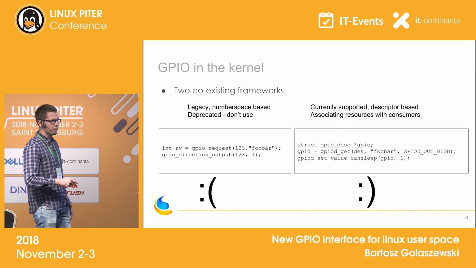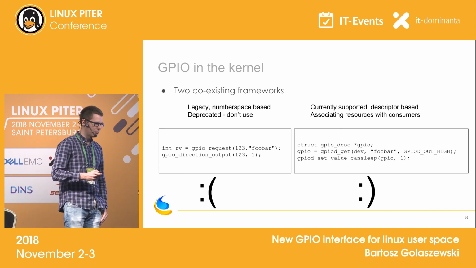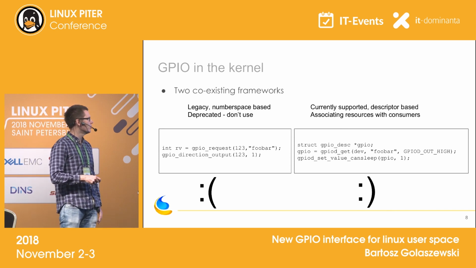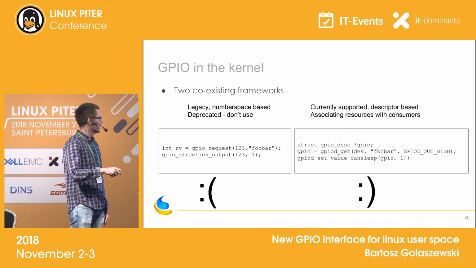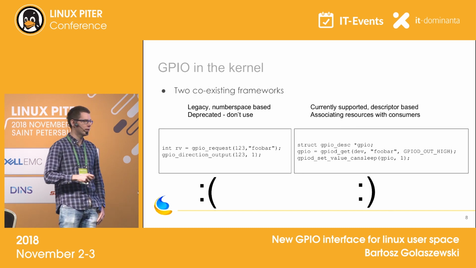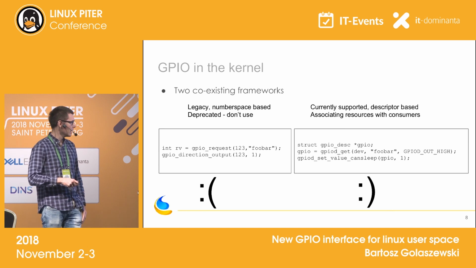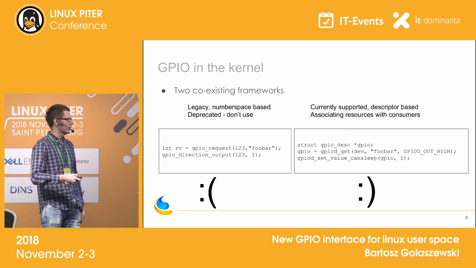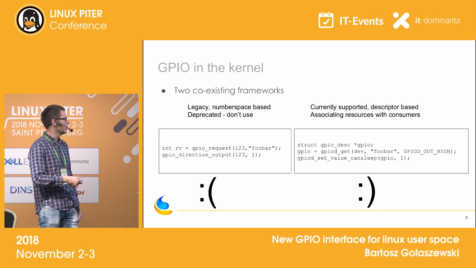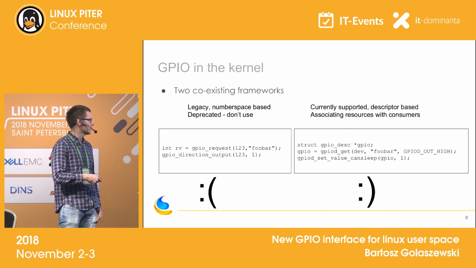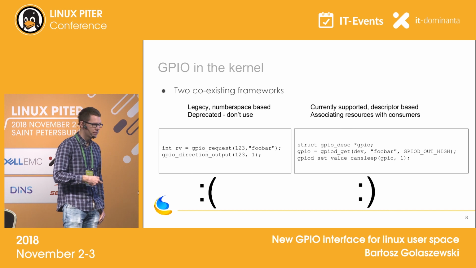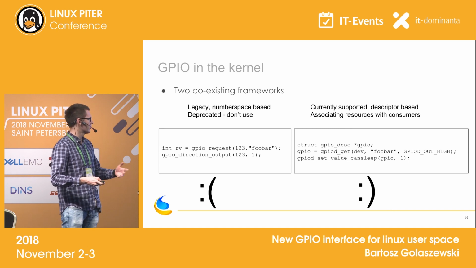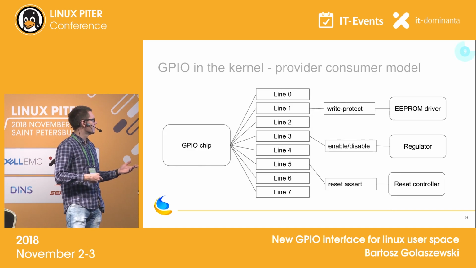This is now deprecated because it's an old framework and it doesn't give you fine-grained enough control for today's standards. This is why we have a second, newer framework for GPIOs in the kernel, where we use opaque structures called GPIO descriptors, and we associate GPIO resources, in this case lines, with consumers. So when you try to get a line, you pass to this new function, gpiod_get, the device structure, because we associate the resources with consumers. This looks a bit like this.